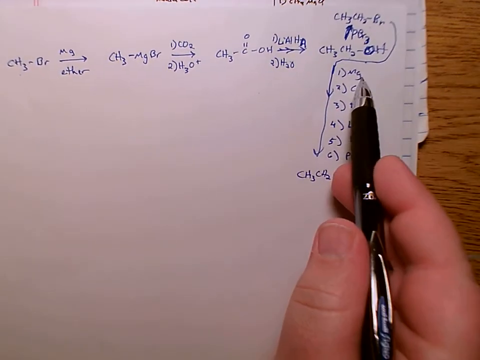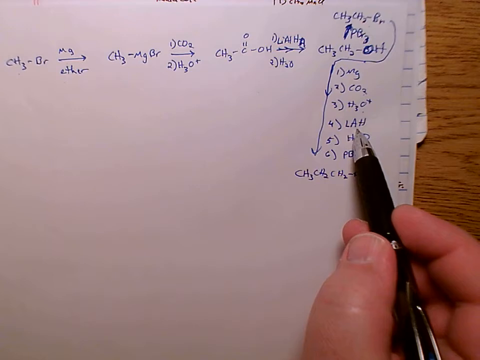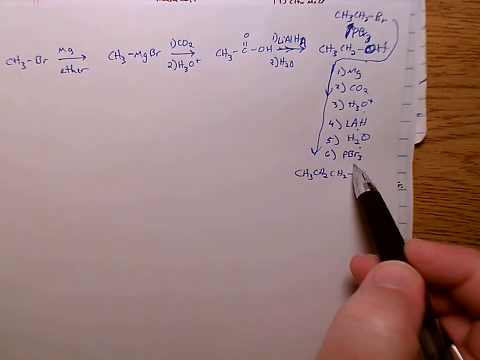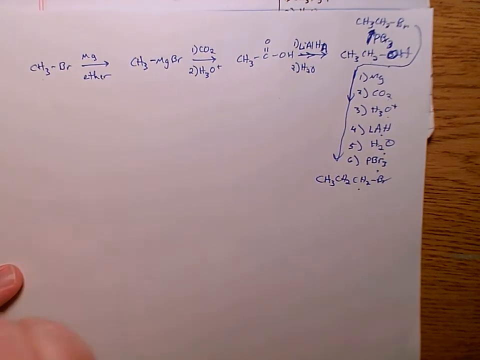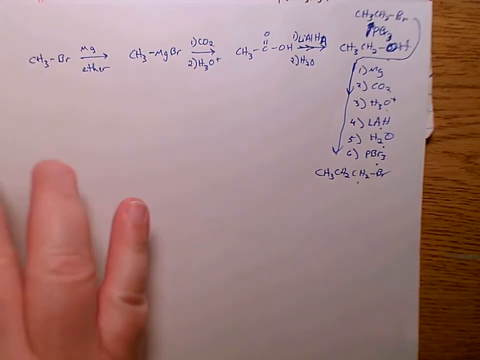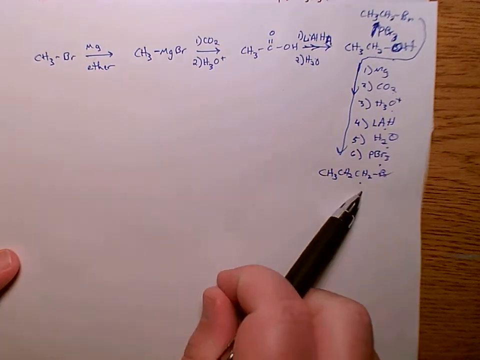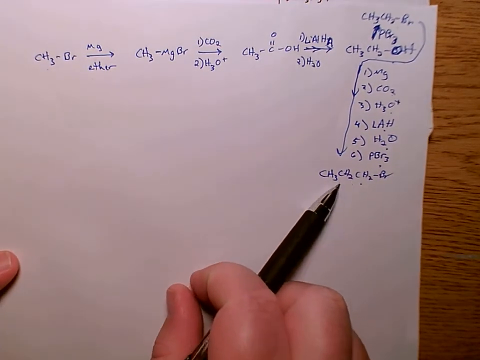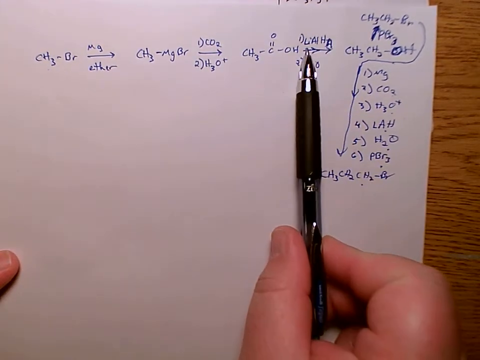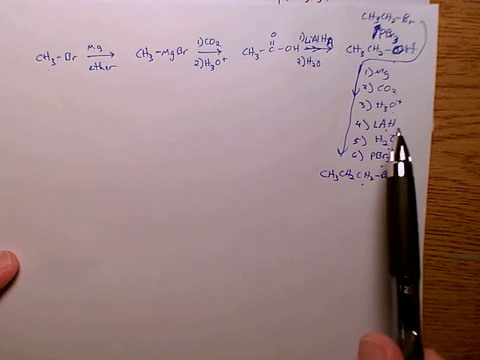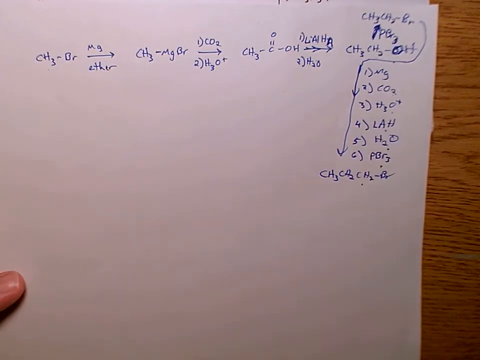If we then run it again with magnesium, CO2, H3O plus, lithium aluminum hydride, water, and PBr3, we add another CH2 in there. Note, this is a whole lot of work. This is not the preferred way to get to this compound. Building one carbon at a time is just forever. Let's look at this. This is 1, 2, 3, 4, 5, 6, 7, 8, 9, 10. That's a lot of reactions just to add a couple carbons. There are better ways. But if you just need to add one carbon to an end of a chain, this is one way to do it.